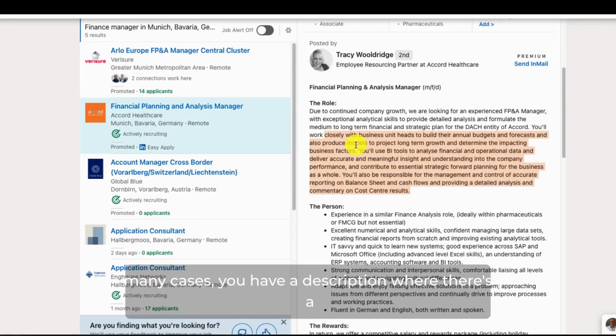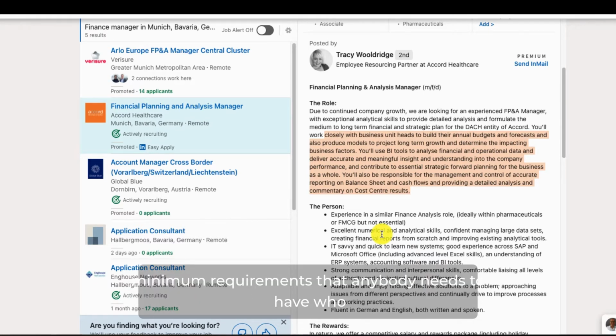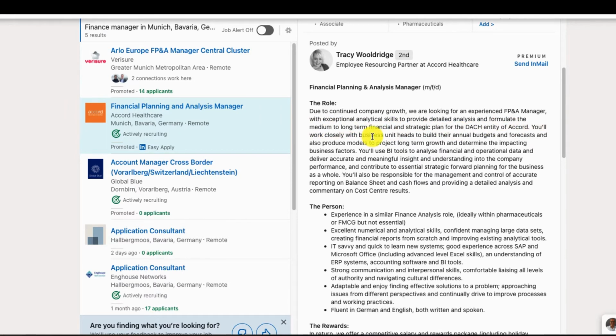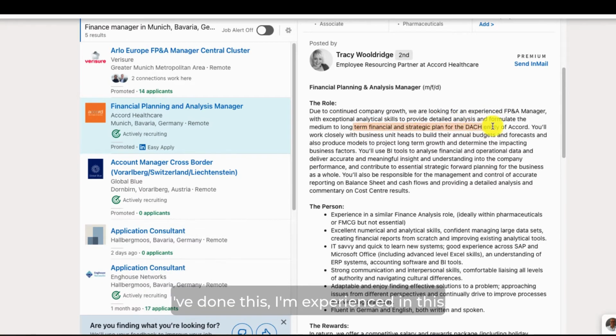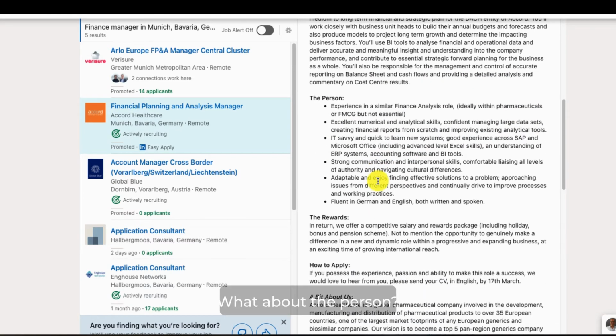So in many cases, you have a description where there's a lot of things that you as a finance manager have done already. They are given in your work, and those are the minimum requirements that anybody who functions as a finance manager needs to have. So try to look for these specific things that they look for in here. You pick up this one and you can say, I've done this, I'm experienced in this, I can communicate across stakeholders at different levels, I've done budgets, no issue. Focus on that.